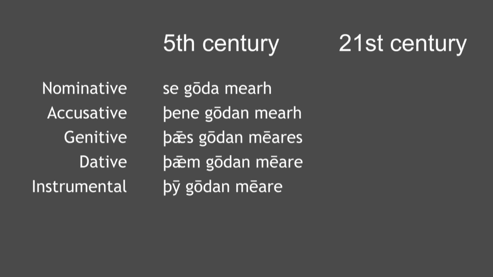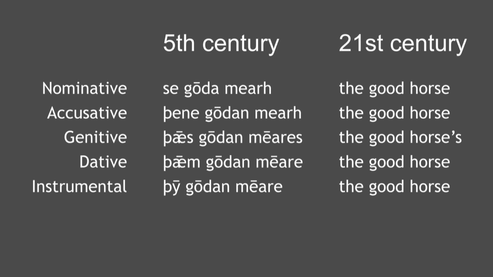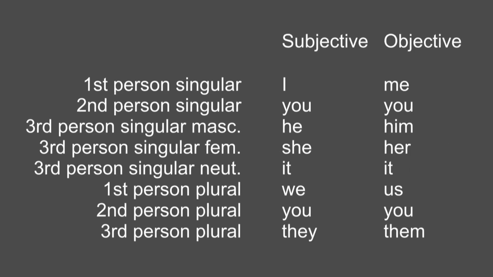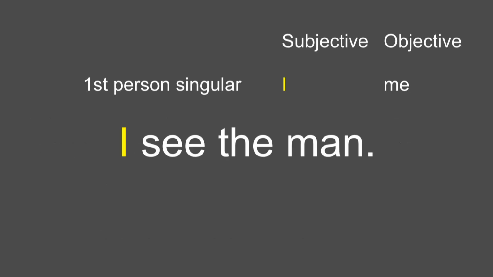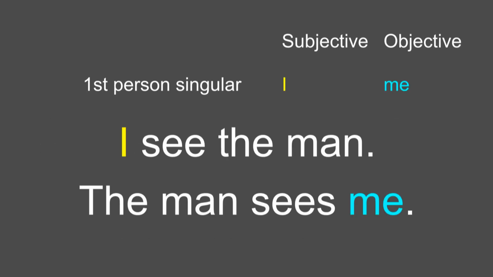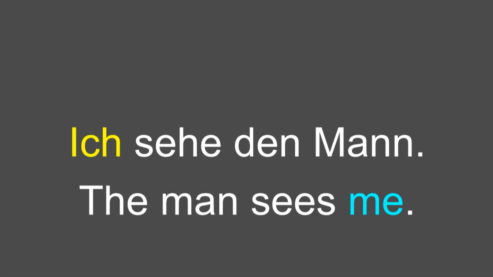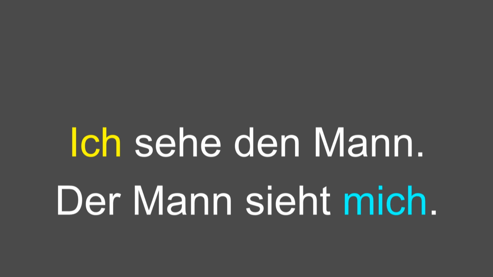What are cases? Well, English used to have cases, but doesn't now, except for personal pronouns. We say, I see the man, but the man sees me. That's the last remaining bit of a case system. In German, we say, ich sehe den Mann, but der Mann sieht mich. You notice that the word for the changes depending on whether the man comes before the verb or after it.